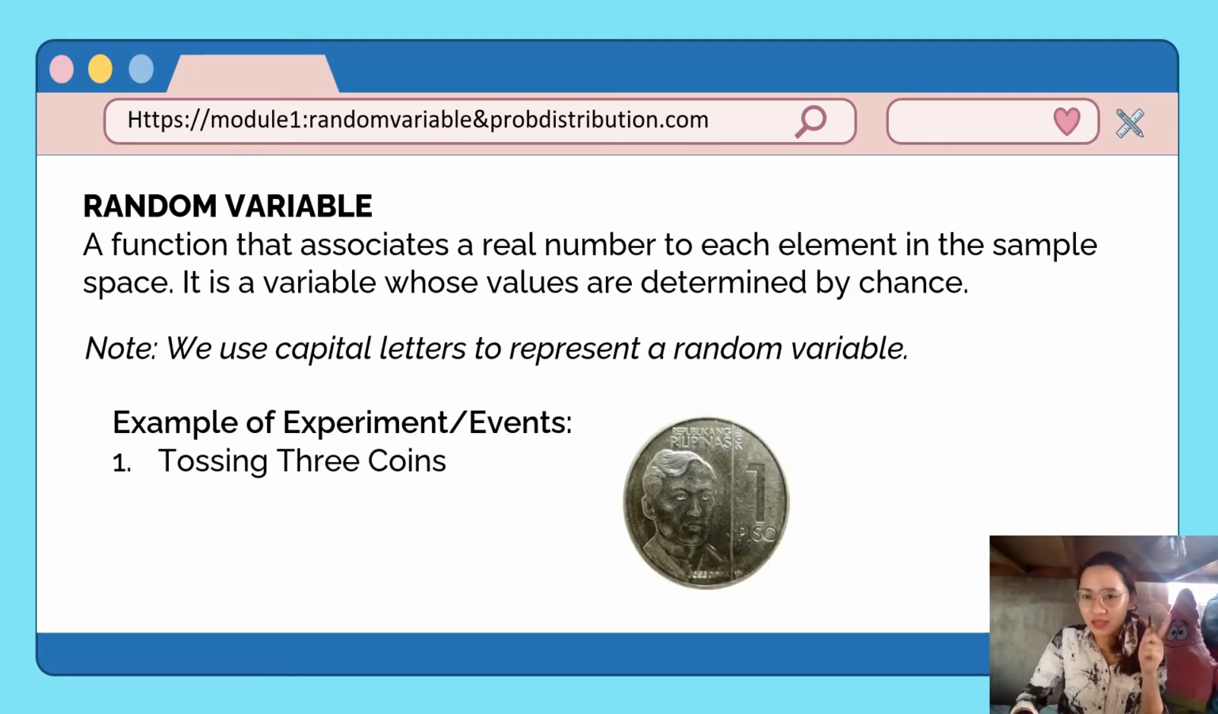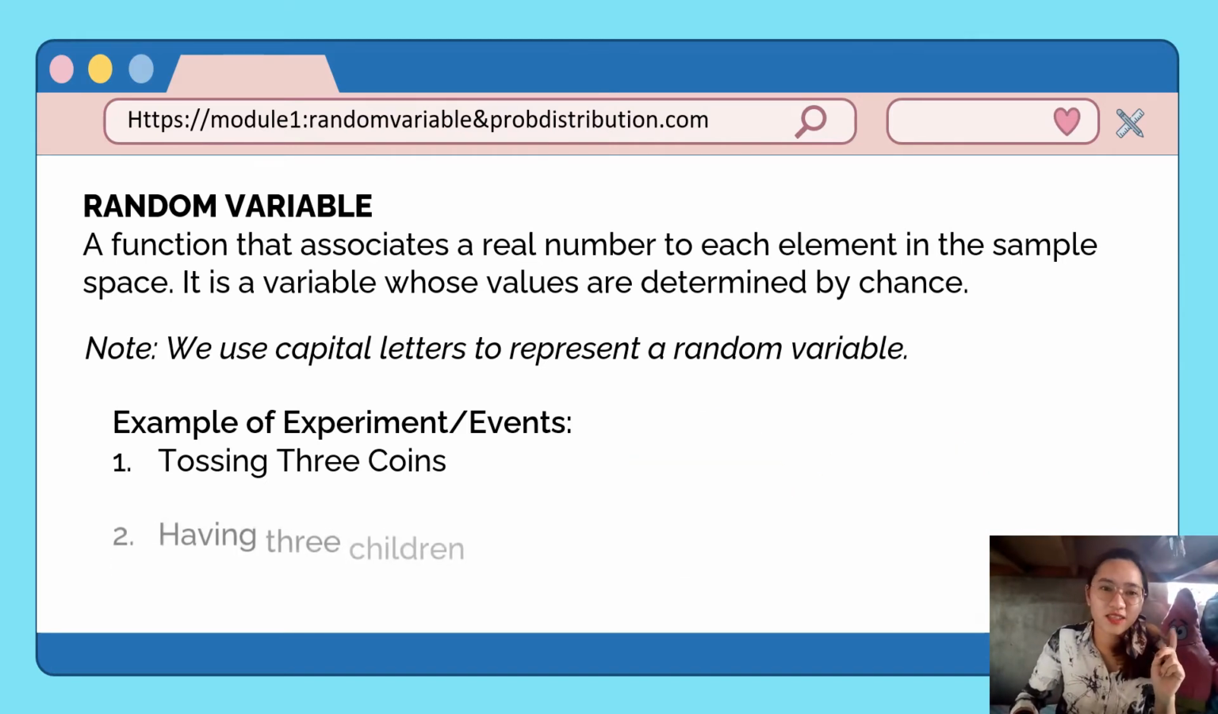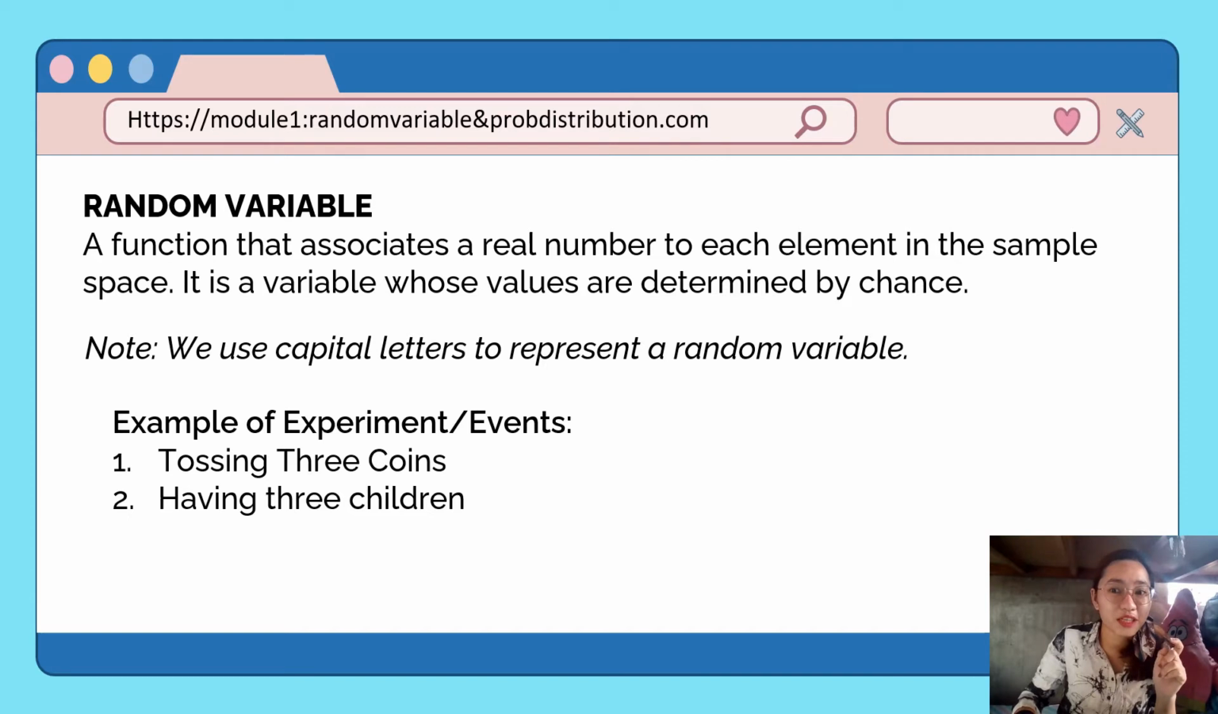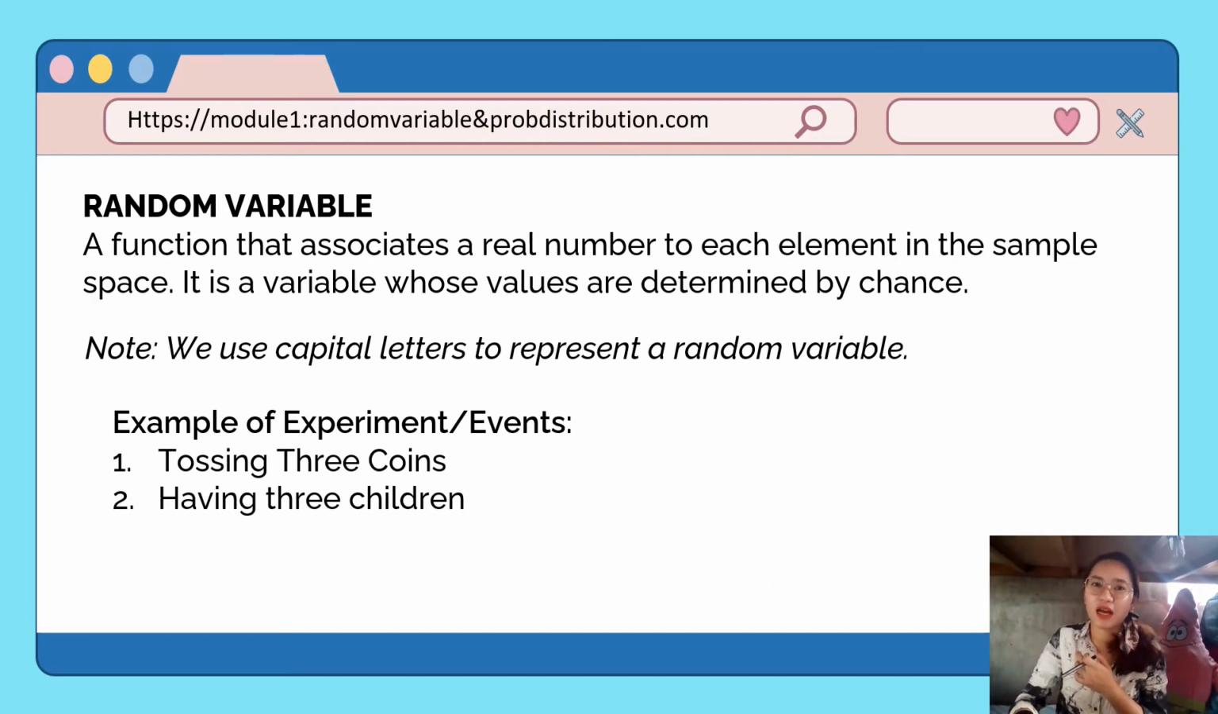So pwedeng hanapin natin ay number of heads that will occur when we test 3 coins. Pwede rin namang number of tails. Okay? So, next experiment, let's say we having 3 children. Nag-survey tayo sa mga pamilya na meron 3 anak. So, ang pwede nating variable dyan na itanong kung ilan ba ang lalaki or ilan ang babae sa 3 anak nila. Okay? So, maaari syempre may 3 anak. Puro babae, puro lalaki, pwedeng 2 lalaki, isang babae, at marami pang outcome.